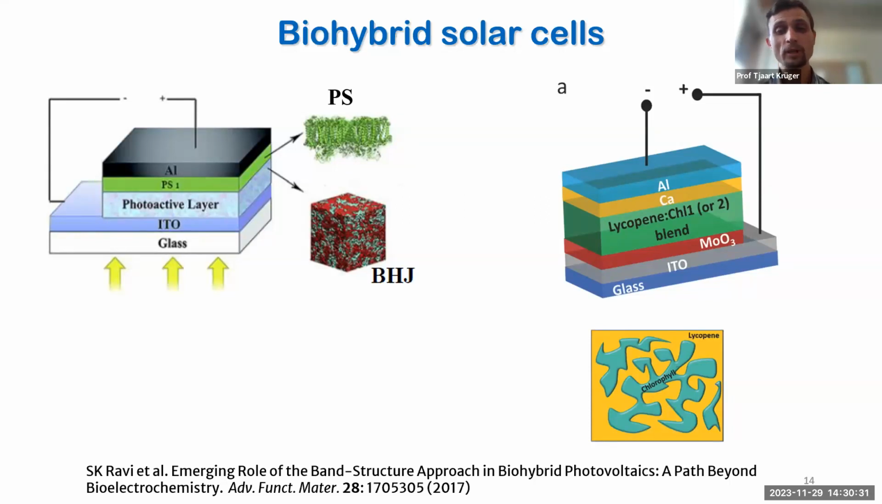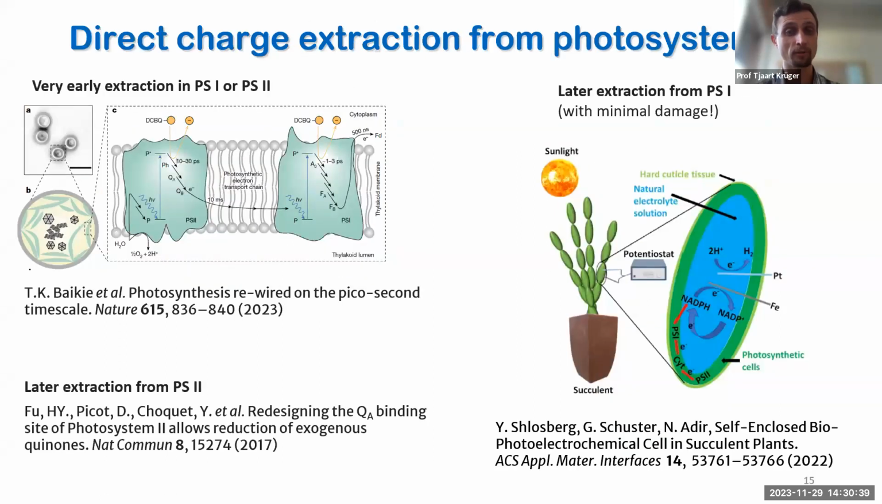But there have also been recent efforts where charges have been extracted much earlier during the photosynthetic process. And here are a few examples of that. So in the first study, which was published earlier this year in Nature, quite a remarkable study, it was shown how electrons can be extracted from either photosystem 2 or photosystem 1 immediately after charge generation.